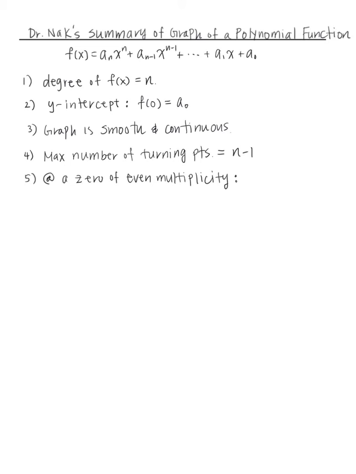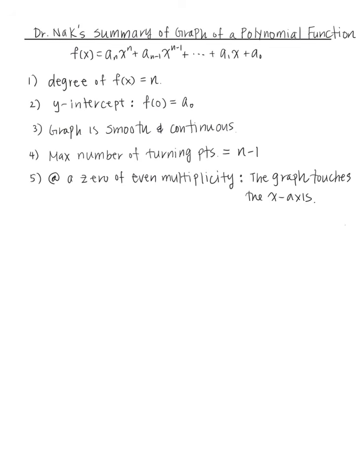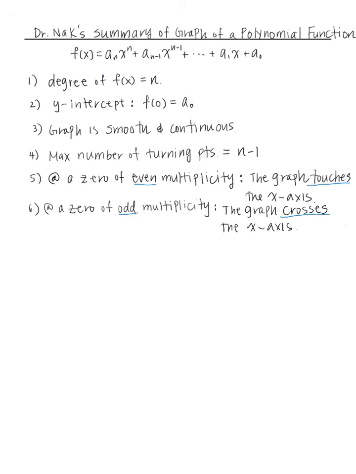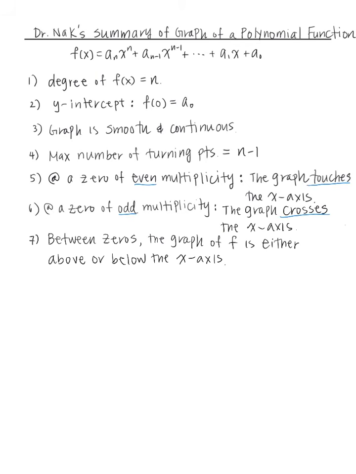Number 5, at a zero of even multiplicity, do you remember what's going to happen? Graphically, the graph of f just touches the x-axis. It's not going to cross. And number 6, at a zero of odd multiplicity, we talked about that then. The graph crosses the x-axis. Number 7, between two consecutive zeros, the graph of f is either above or below the x-axis.